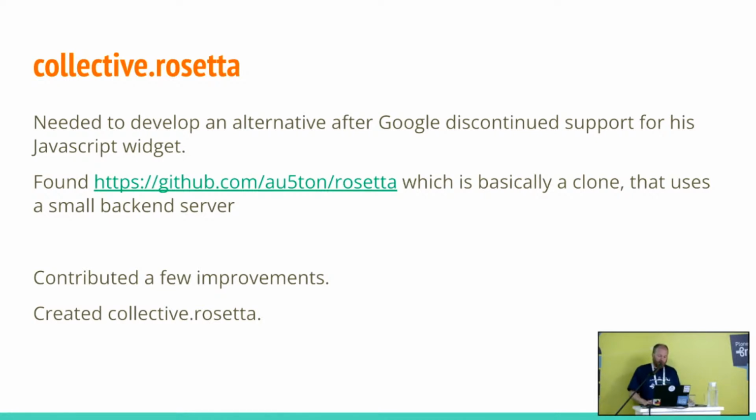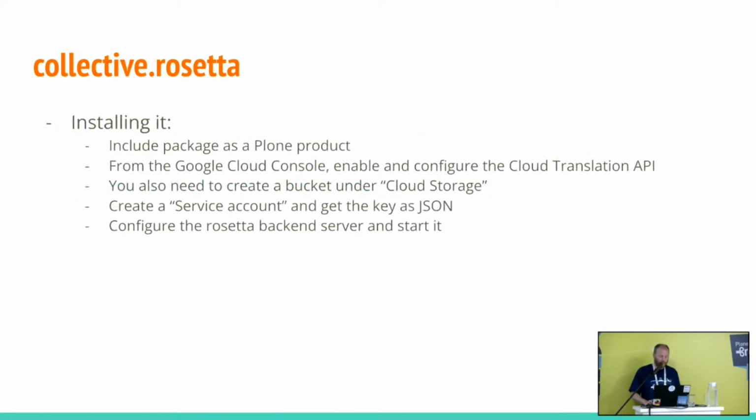I contributed a few improvements for that, a few things that we needed for our customer, and I created a Plone package to install it in a Plone site. You need to include the product as you do with any other product. The backend we created only supports Google Cloud Translate API, but you can implement any other backend service that you prefer. It's very easy to do.